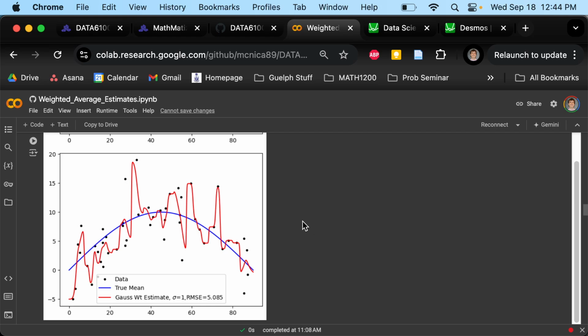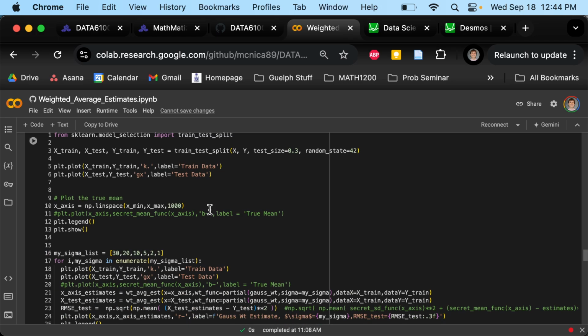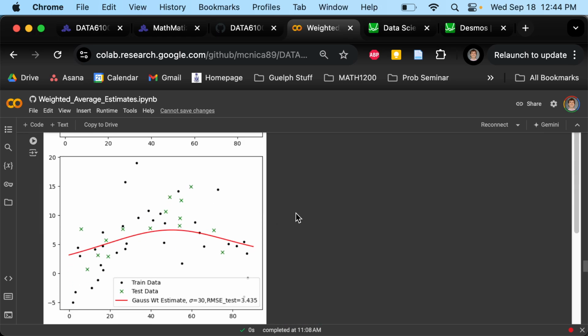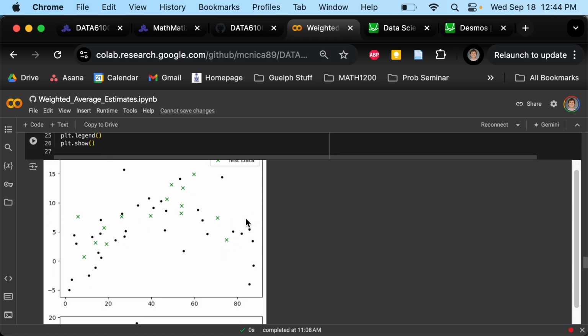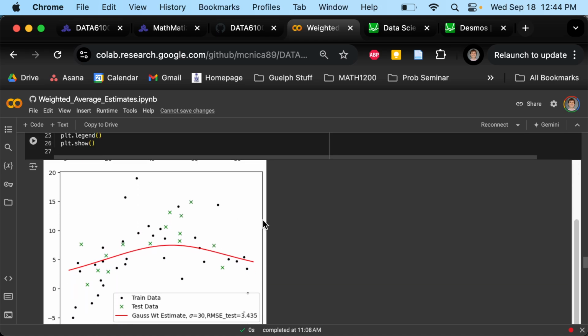Okay, why am I telling you this? Well, the reason is I want to talk about what happens when you have a test set. So when you have a test set, there's no blue curve here telling us the truth anymore, and the estimate is only made using the training data. So only the black points contribute to making this red curve. And then you can compute, just based on how far away the green X's are from our estimate, an RMSE sub-test. So this is the test error.